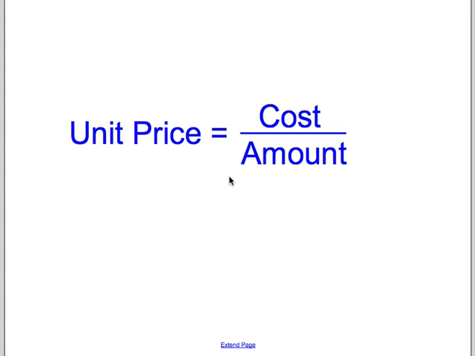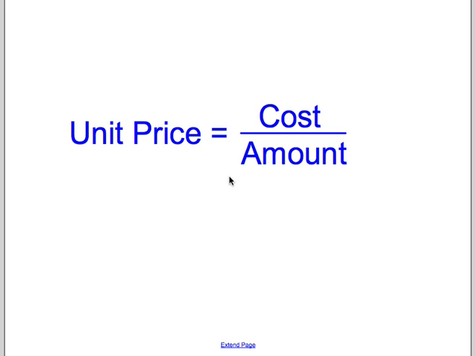Very simple little lesson here. It's titled Unit Price, and you need to write this down. Unit price is equal to the cost of an item over the amount of the item.